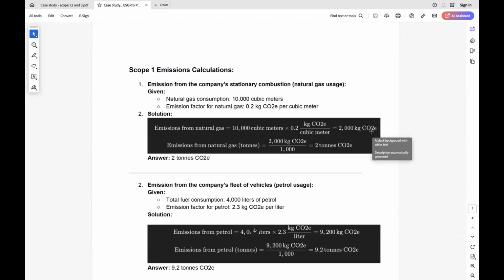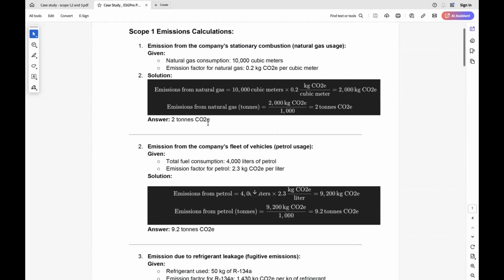But always remember, bring it to tons. Try to do it in tons. If the numbers are very small, of course, it will be difficult because then double decimal, triple decimal will come. But in this case, as the numbers are really good, you should convert into tons of carbon dioxide equivalent. That's the first suggestion, because answers generally are in tons of carbon dioxide equivalent. So what is the answer? Everybody got it correct: 2 tons of carbon dioxide equivalent.